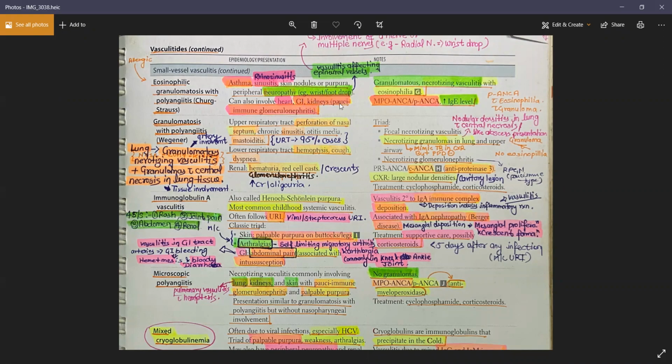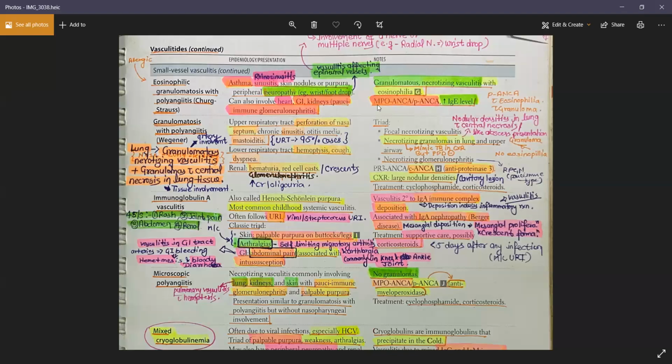You will get the pauci-immune glomerulonephritis. Very important. You will get oliguria, hematuria. And you will see the granuloma formations, and it is a necrotizing vasculitis. Very important. In the patient's body, you will get eosinophilia, high eosinophil counts. Even when you do a biopsy of the organ, you can find the eosinophils there along with the granulomas.